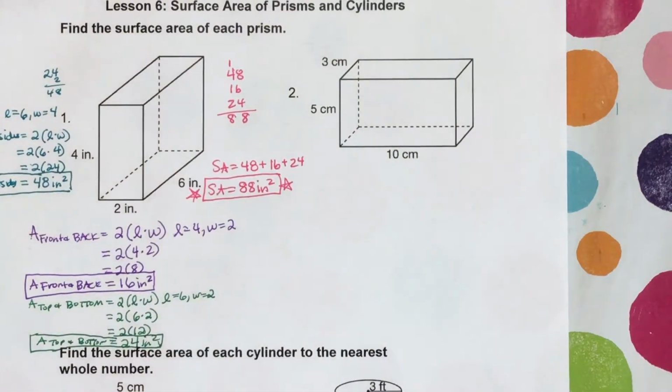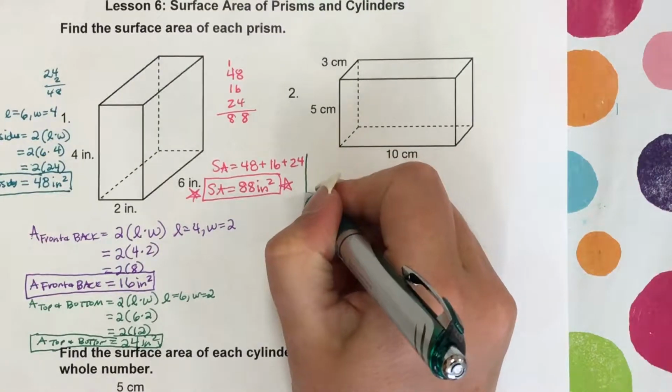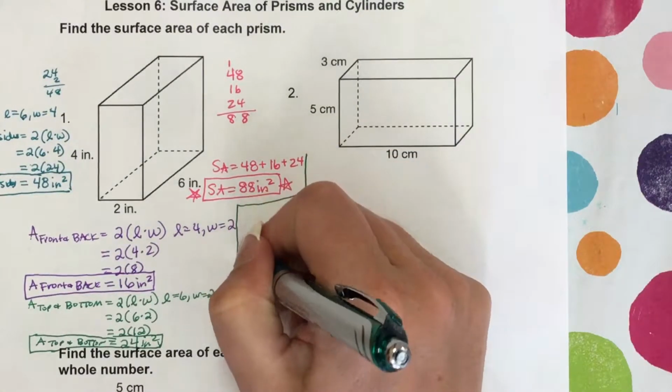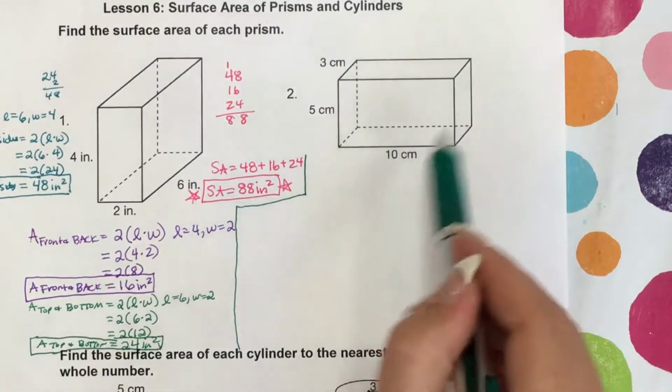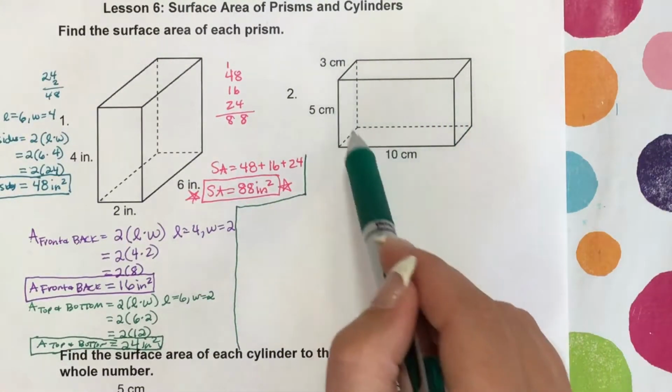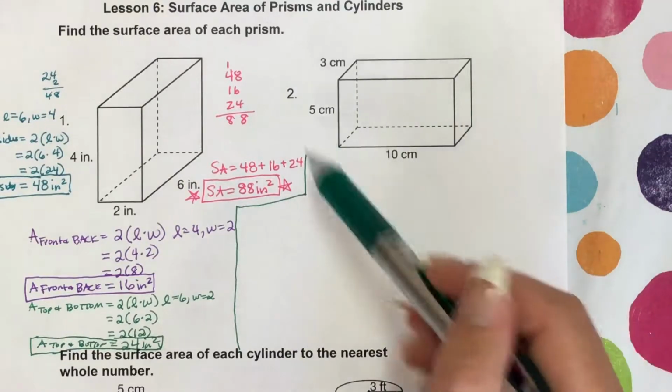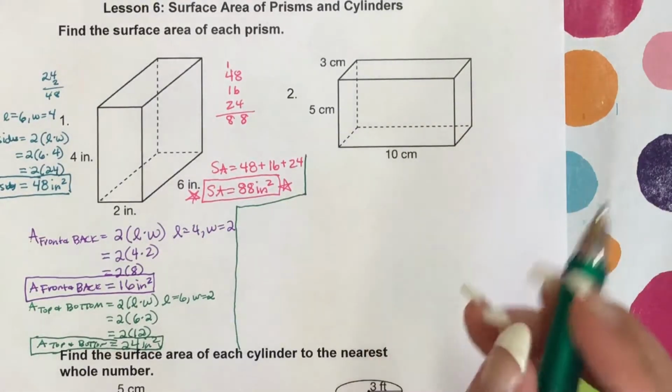All right, we're back. Let's go ahead and get started on problem 2. I'm going to make a line down for separation between these 2 problems. Remember, this is a rectangular prism. Each face is a rectangle, so we have to find the area of each face, and there's 6 of them.